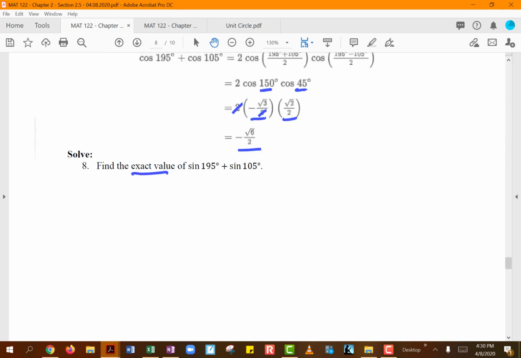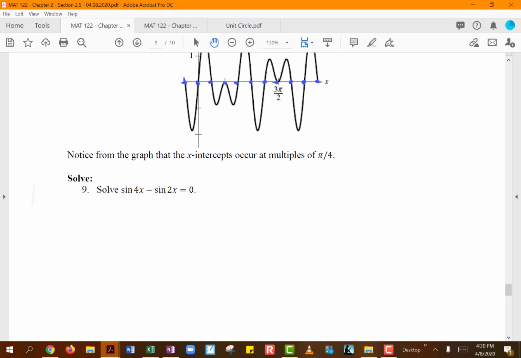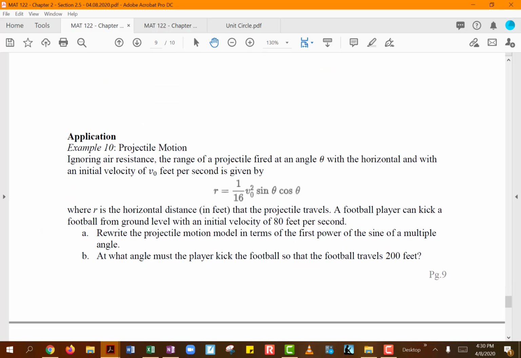Alrighty, very nice. So this one was problem number 9. And so the very last thing we actually want to talk about is this application problem over here. So they're saying ignoring air resistance, so we don't want to think about how the air resistance may be slowing down our object. They are saying the range of a projectile fired at an angle of theta with the horizontal. So basically they're saying this projectile is traveling along a horizontal distance, and with an initial velocity of v sub 0 feet per second, the range of our projectile is given by this equation.